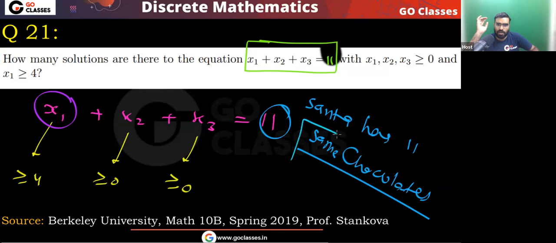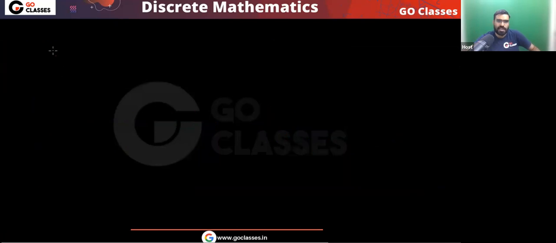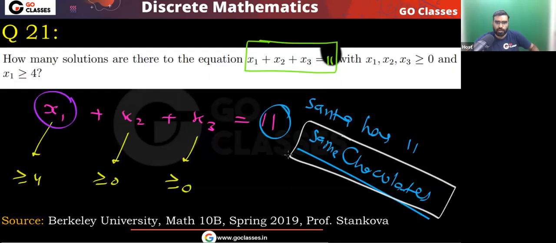All the chocolates are the same. This child is saying give me at least 4. So just directly give him 4 chocolates. So what will your new equation be? Because you will directly give 4 chocolates to him, this will be your new equation.